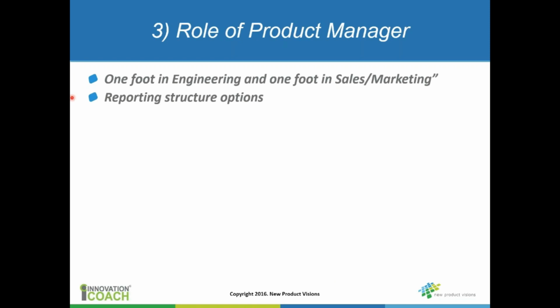There are different reporting structure options. If it is a separate function, if you do have a product manager, I don't particularly like that person reporting through the engineering organization any more than I like that person reporting through to the sales organization. They probably should report to the senior manager in the business, be independent, so to speak, because they will be negotiating a lot of things between sales and marketing and manufacturing and engineering.